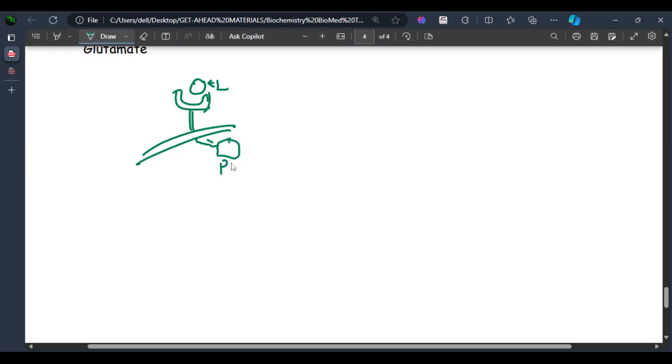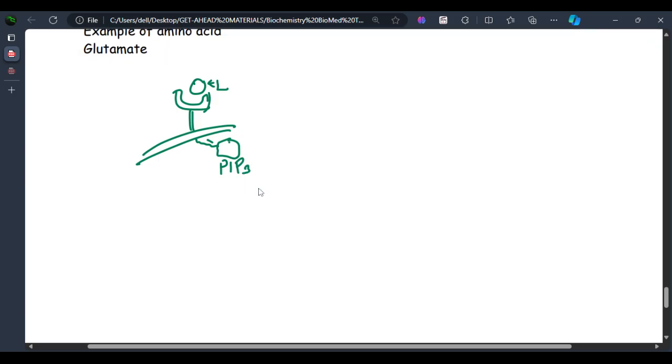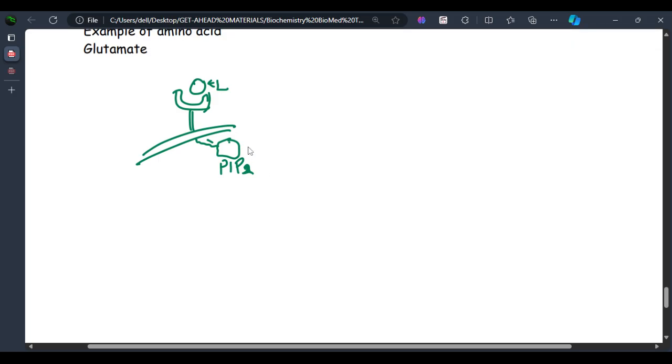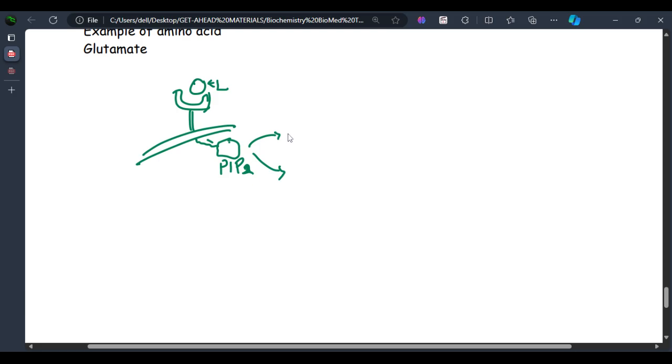Let's call this PIP3. That's phosphatidylinositol 4,5-bisphosphate, so it's PIP2. So this PIP2, once it's activated, is going to dissociate into two molecules. It's going to break down into two molecules. That is IP3, inositol triphosphate, and the other one is DAG, diacylglycerol.